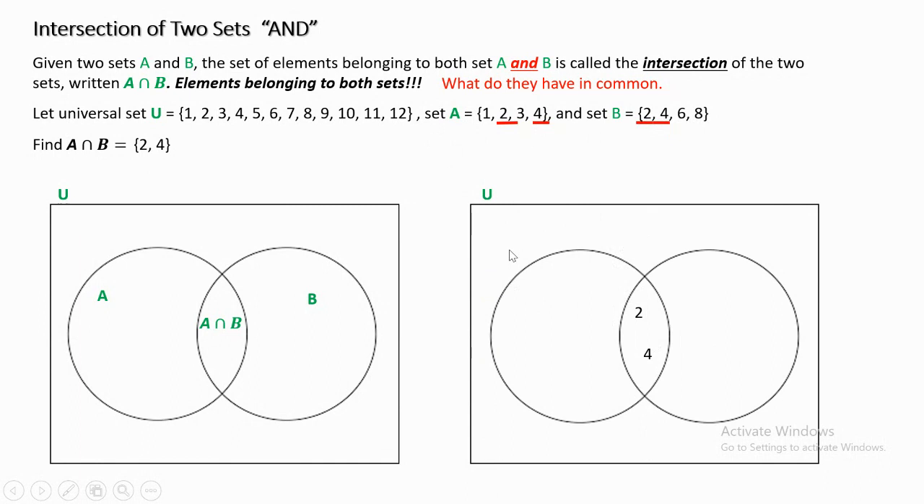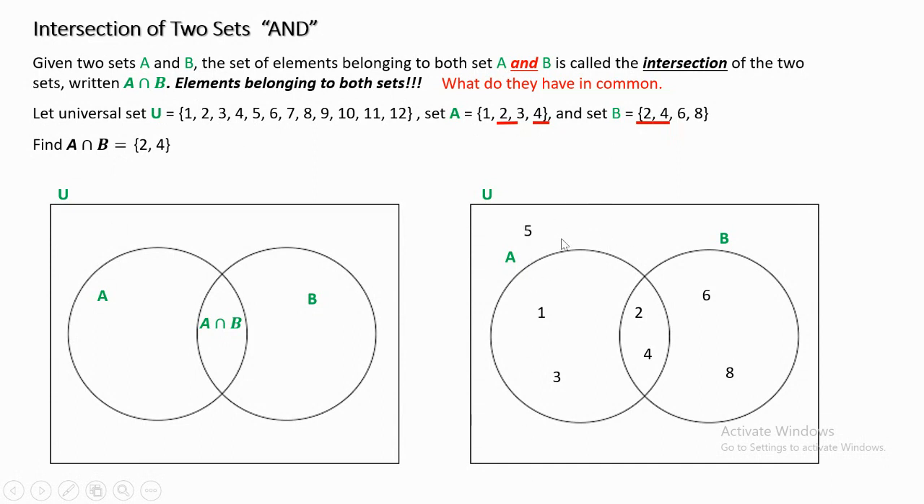Because that's where they intersect. Then you go to set A. Set A was 1, 2, 3, 4, right? So 1 and 3 have to be outside here, I mean, in the circle, but not here where they intersect. So here, set A, 1, 2, 3, 4. Then we go to set B. Set B was 2, 4, 6, 8, right? But 2 and 4 are already here. They're part of B, but they're also part of A. So what's missing is 6 and 8. This is a representation of this problem here, of A intersects B.